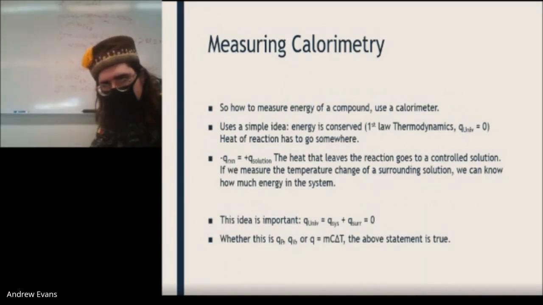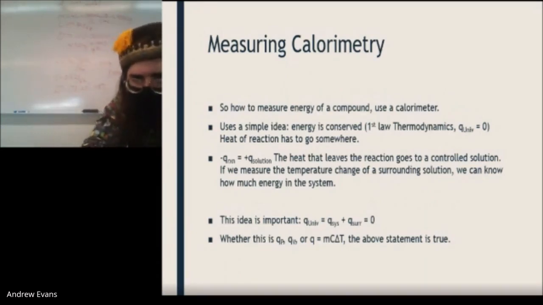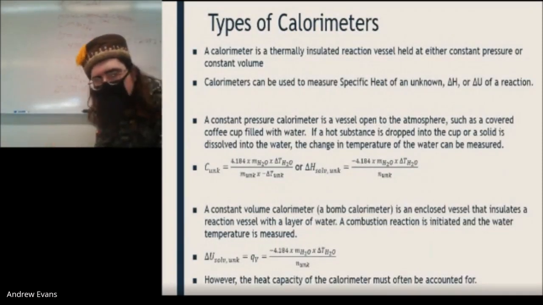We're going to take the basic concept of Q equals MCΔT and apply that here. We're going to measure the heat change in the surroundings. Now, there's two types of calorimeters. We are going to use the constant pressure calorimeter. You could use it to measure the specific heat of a solid, or you can measure the delta H of a solid with the constant pressure one.